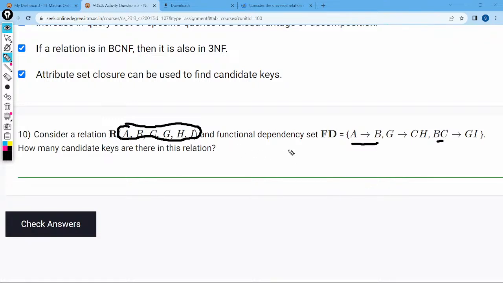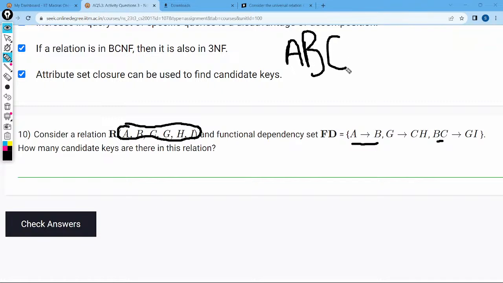However, if you measure individually, I guess A, B, C, D, E, F, G, everyone is out of the equation. You need a set of two. You need a composite key to keep it as a candidate key. So let's talk about A, B, C.